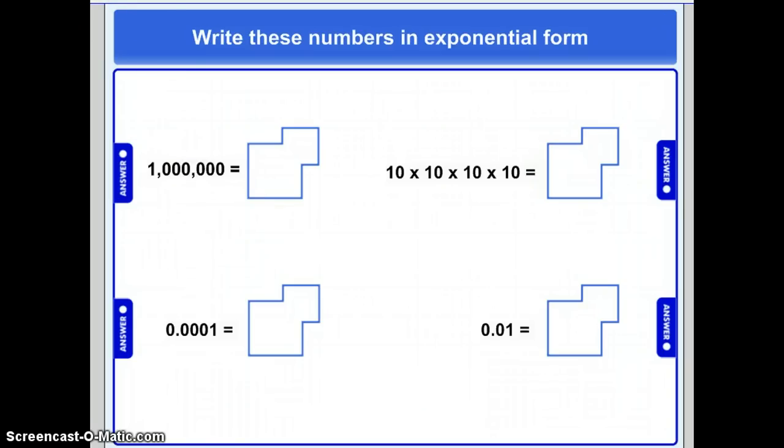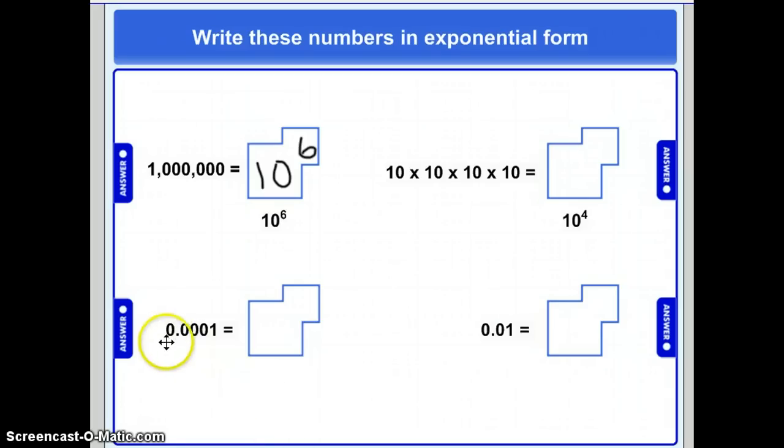Here we have 1,000,000. So we know that the base is 10, and we count the zeros, we have 6. So that gives us 10 to the 6. All right, here we have 10 times 4. So again, we have 10 as our base, and our power, since we have 4 tens, becomes 10 to the fourth.